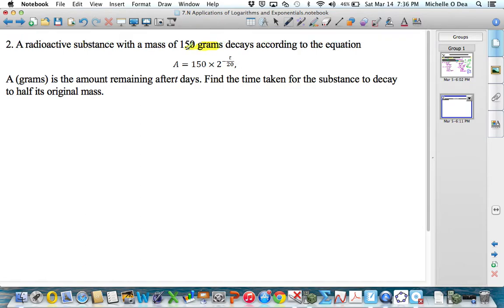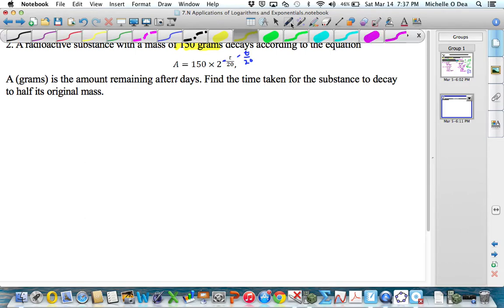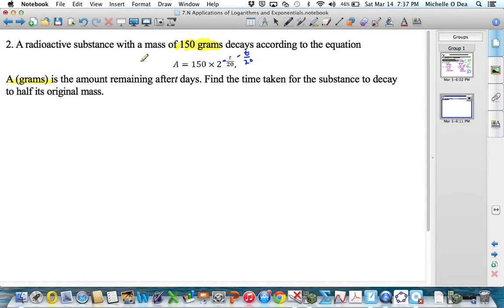150 grams is the beginning. And this decays according to this equation we're given. A equals 150 times 2 to the power of negative t over 20. That's actually a negative there. A is in grams, so this is important. And the amount remaining after t days, so our time is in days. It's not always days, sometimes, like the last example, months, years, seconds, minutes.